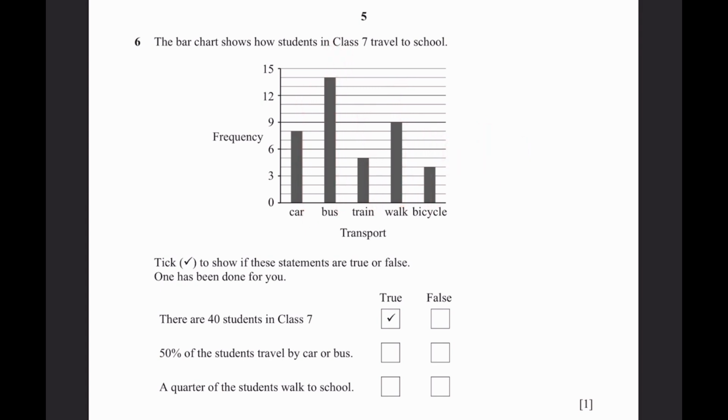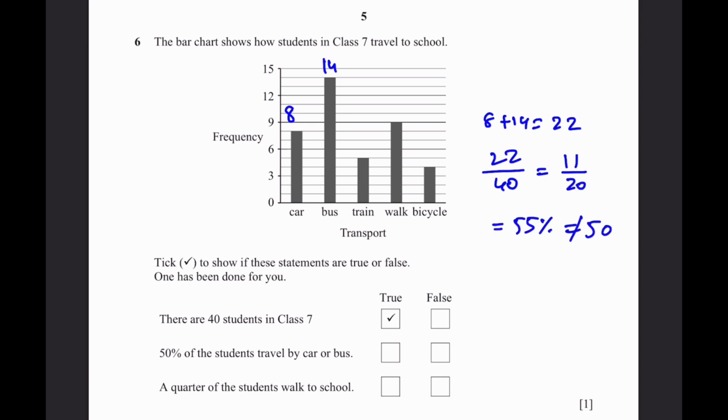Next, 50% of those students travel by car or bus. So this is 8 and this is 14. 8 plus 14 equals 22. 22 by 40 is equal to 11 by 20, which is equal to 55%. And that's not equal to 50%. So it's false. A quarter of the students walk to school. So we have a 9 for walking and 9 by 40. And that's equal to 22.5%. And a quarter is 25%. These two are not equal, so this is also false.